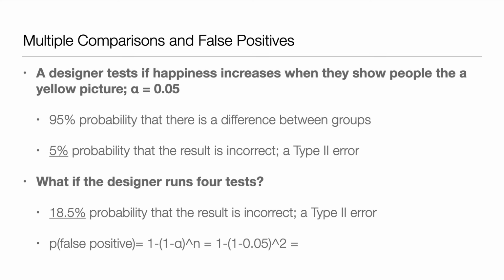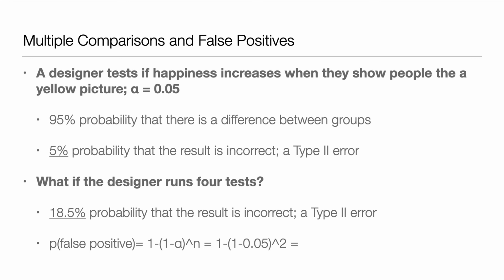So a designer tests if happiness increases when they show people a yellow picture. So we set alpha at 0.05. We test their happiness now, show them the picture, test happiness afterwards. We see a difference. Its significance score is below 0.05. So we have 95% probability that there is difference between groups. Great, we're happy with that. And we'll assume we've got a power above 0.8.